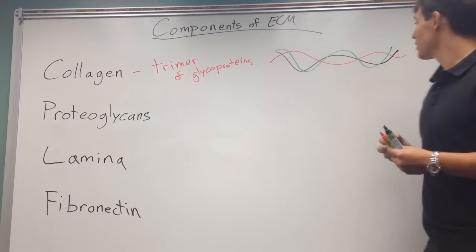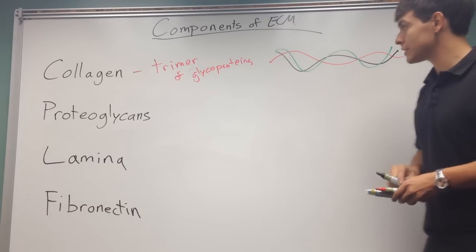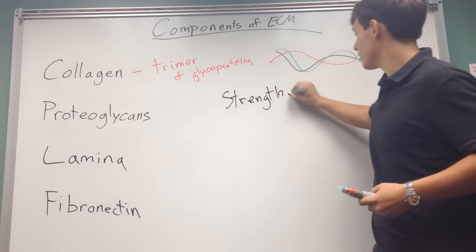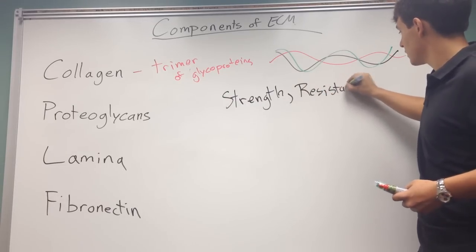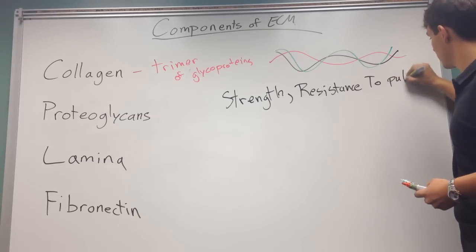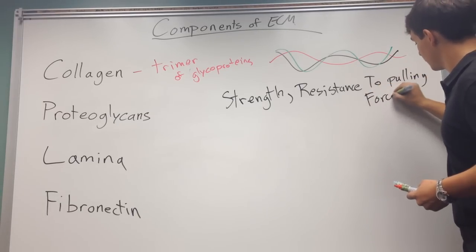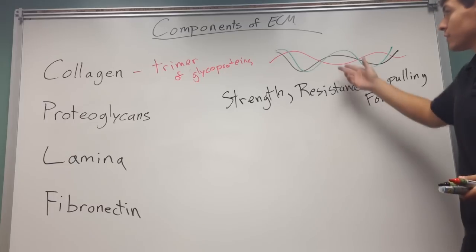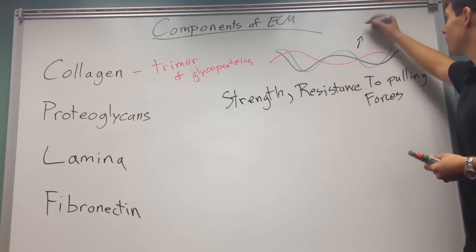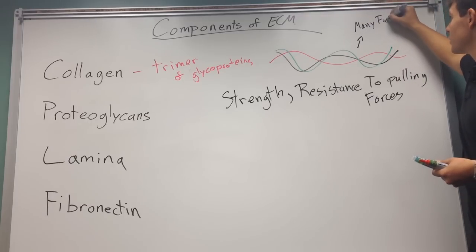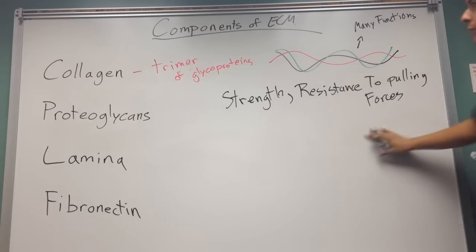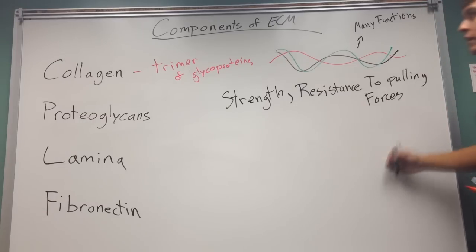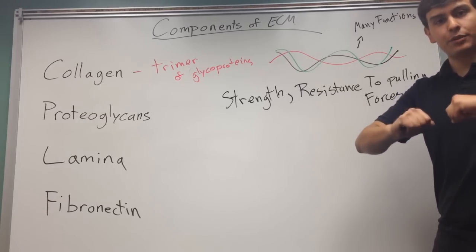And what they do for the cell is they give strength and resistance to pulling forces. So they have a wide array of uses. Because of this trimer, there are so many different conformations. We have many functions that they're attributed to. But the main ones in the extracellular matrix and in the basement membrane are strength and resistance to pulling forces. So the ECM is nice and strong, with a nice stability and foundation.